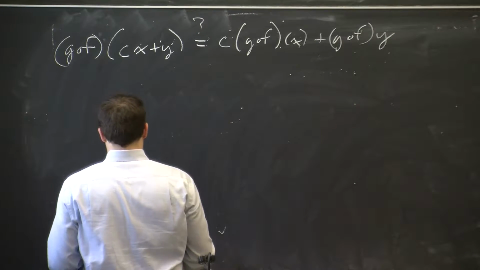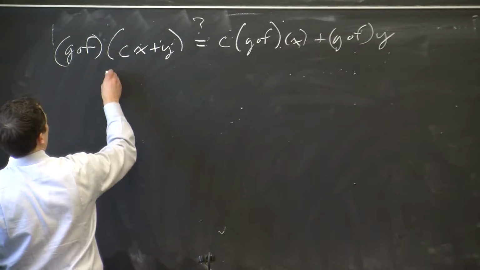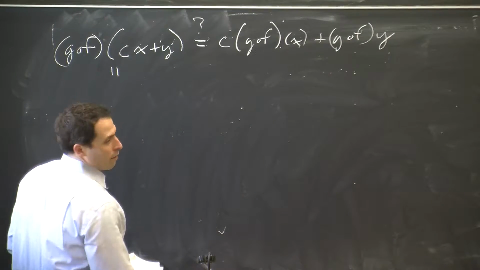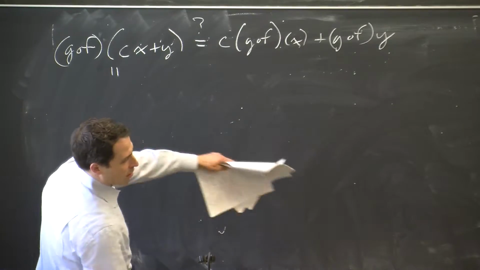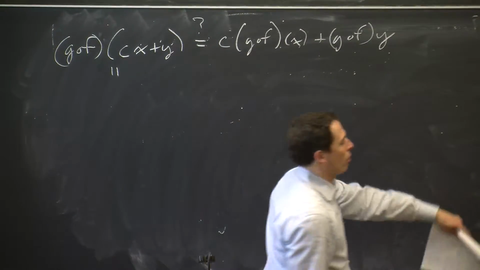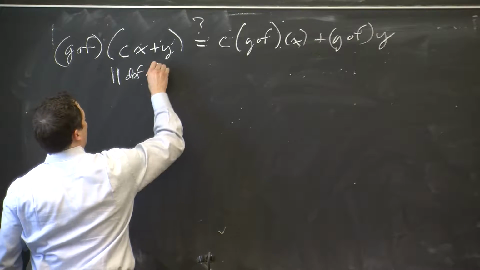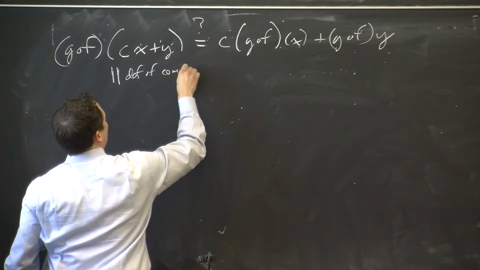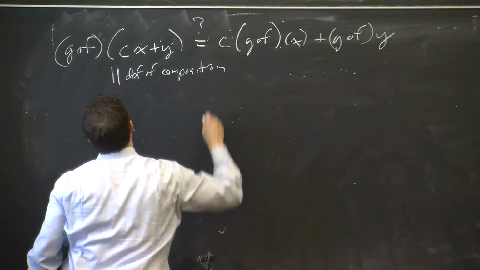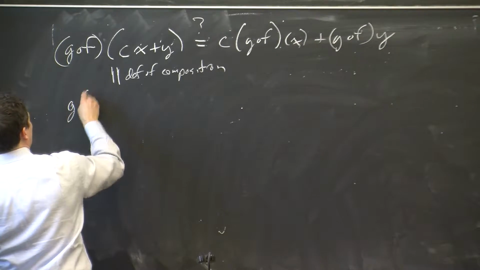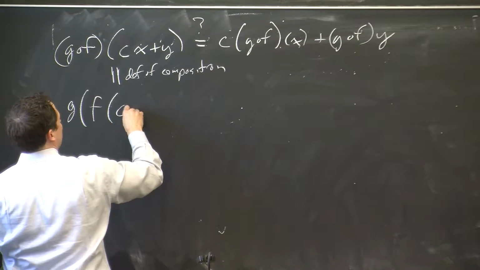And so in this case, we can do that by just computing, right? So this thing, by the definition of composition, the definition of composition that we propose, is equal to g of f of cx plus y.